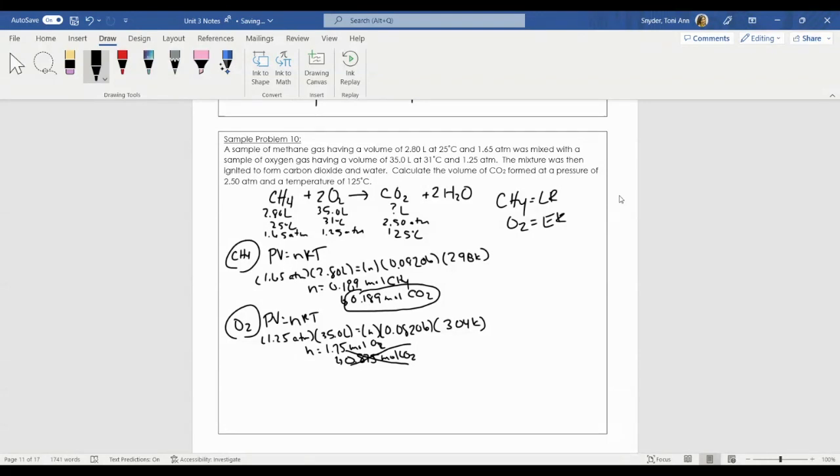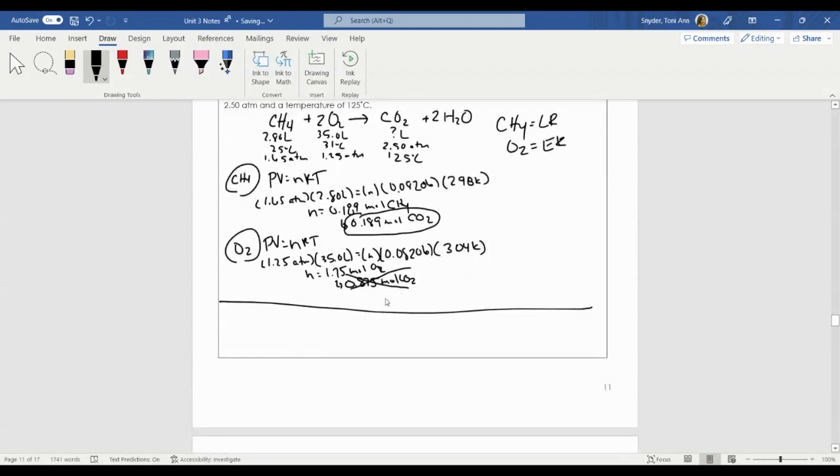Still didn't answer the question, though. The question is asking what volume of CO2 is produced at 2.50 atmospheres and 125 degrees Celsius. Now that I know that I would produce 0.189 moles of CO2, I'm actually going to use PV equals nRT again. But in this case, I'm going to solve for volume because that's what I'm trying to find.